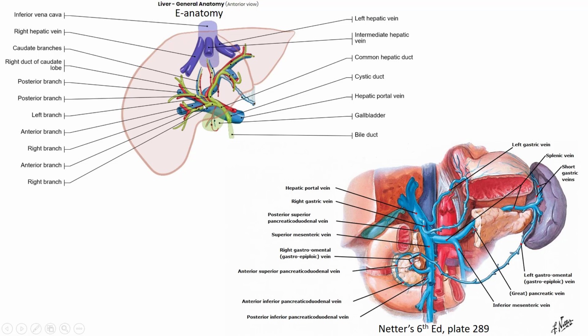It shows that same thing here on this upper image on your left, and then the blood is filtered through the liver, and then the hepatic veins, the right hepatic vein, the intermediate hepatic vein, and the left hepatic vein all drain into the IVC.